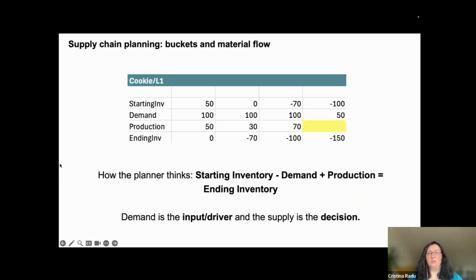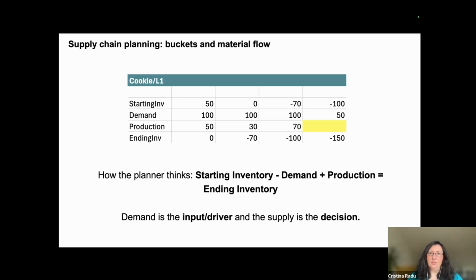So what's particular about supply chain planning? What differentiates this from, let's say, energy optimization or vehicle routing problems or other types of problems, is that you have buckets. So the planning is done in daily buckets, weekly buckets, monthly buckets, and so on. What's important about the buckets is that you carry over inventory from one bucket to the next. And this means that when there is a problem in one bucket, it carries over into the next bucket.